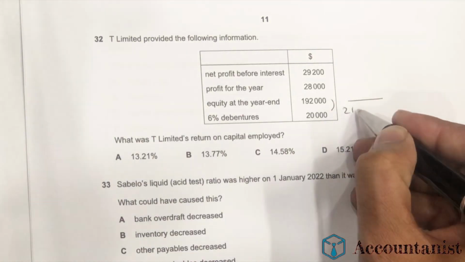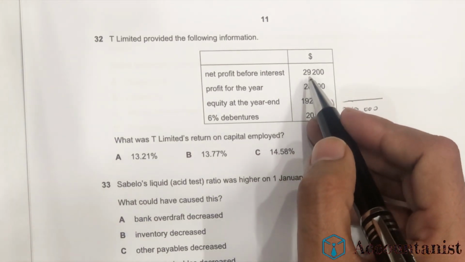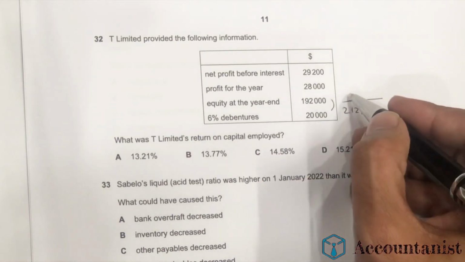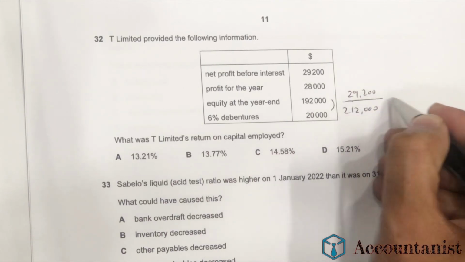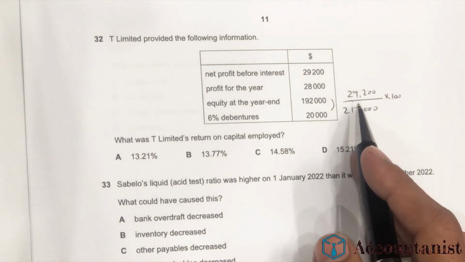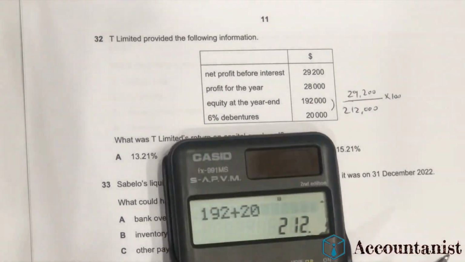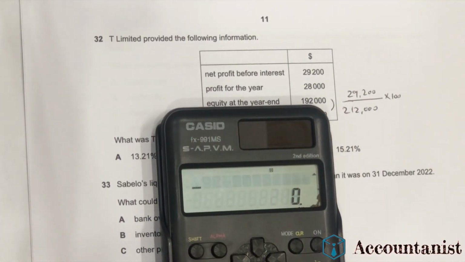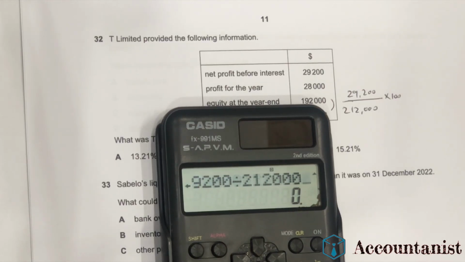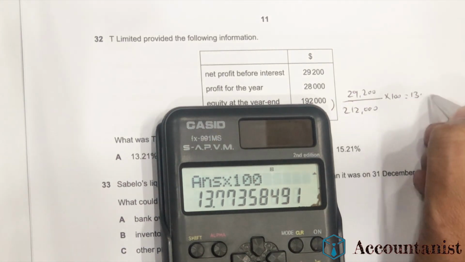So 212,000, and profit before interest will come up here. So that's the profit before interest, 29,200. That's the formula of return on capital employed: profit before interest divided by capital employed. Capital employed contains the equity plus non-current liability. So 29,200 divided by 212,000 multiplied by 100, which gives me the answer of 13.77%.